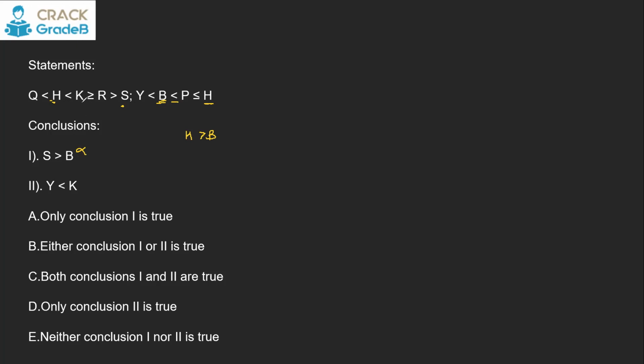Y and K. Between H and K, H is less than K. And between H and Y, Y will be less than H. So K will be greater than Y. It is a true conclusion. So only conclusion 2 is true, will be the correct one.